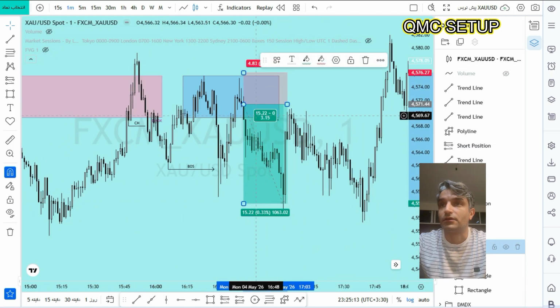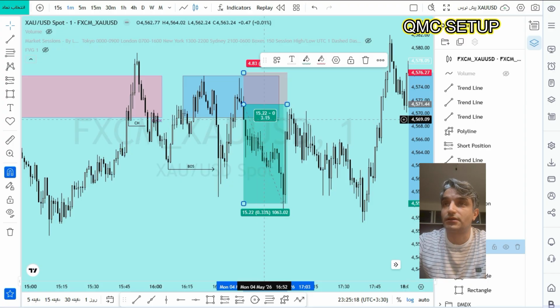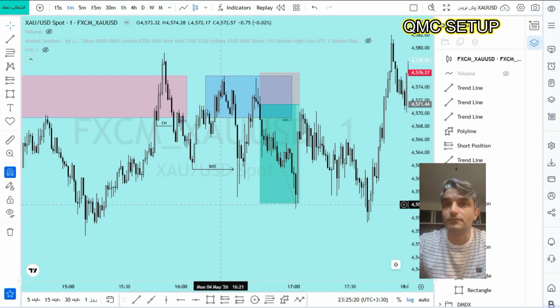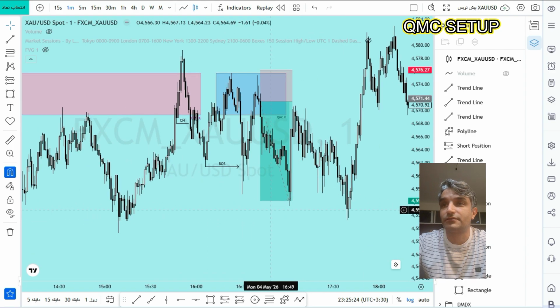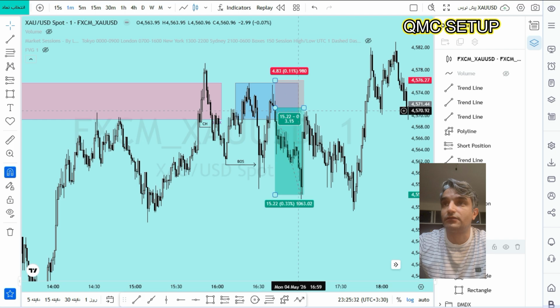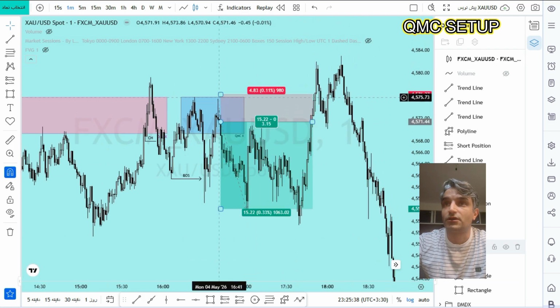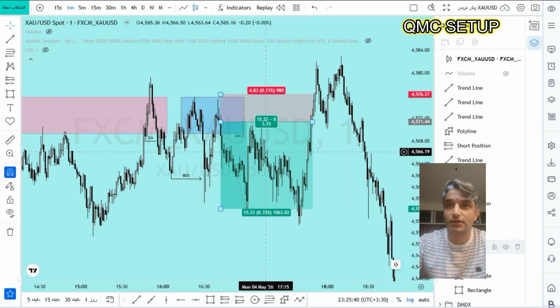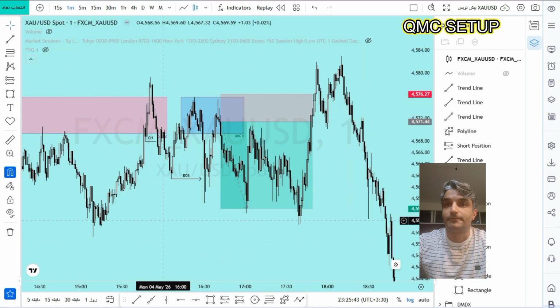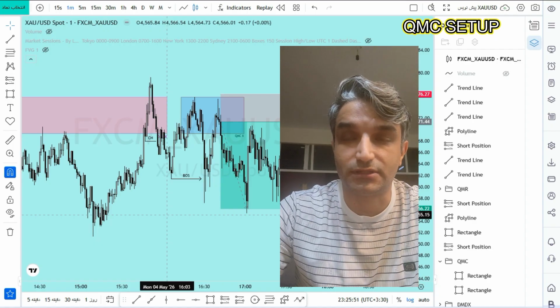Okay, and as you see, our risk reward ratio is around 3. As I said, price after having a reaction to this area, goes up, comes down, and again goes up, and if you don't close your position, it will touch your stop loss. Okay, this was the QMC setup and examples.